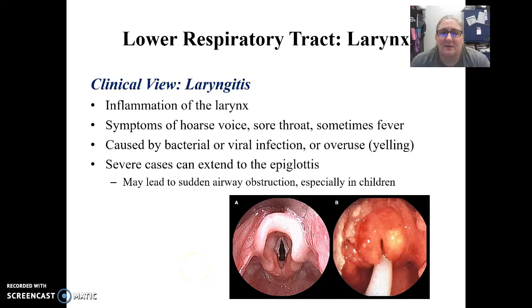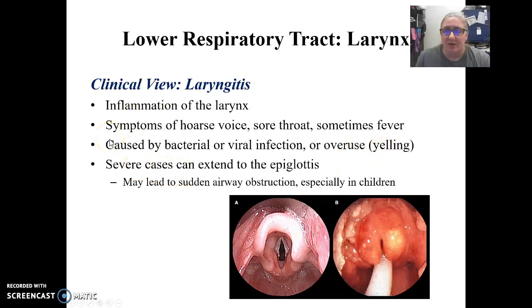So a disorder associated with the larynx is called laryngitis. Laryngitis is inflammation of the larynx. Typically associated with either using your voice a lot, like yelling at a concert, singing for long periods of time, stuff like that. But it can also be associated with an infection of some sort.